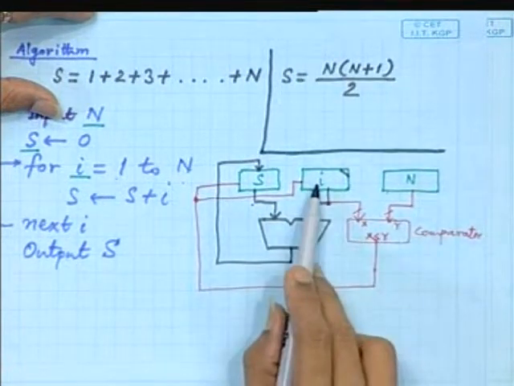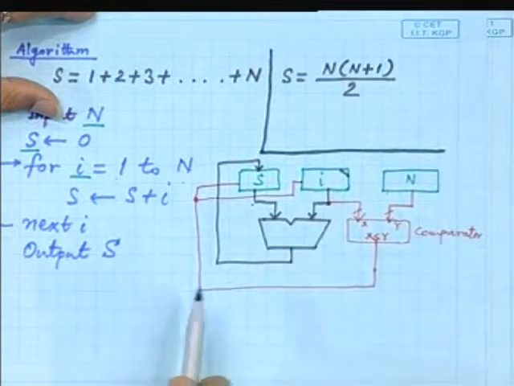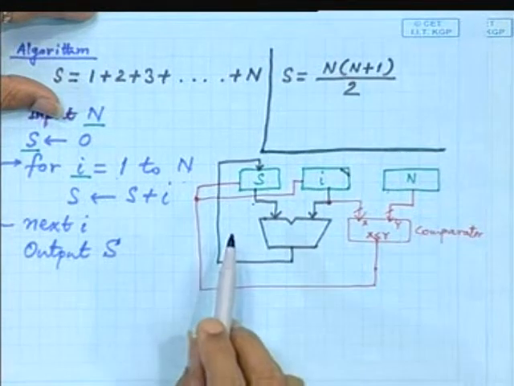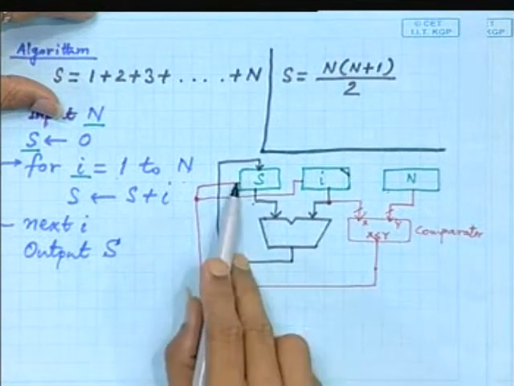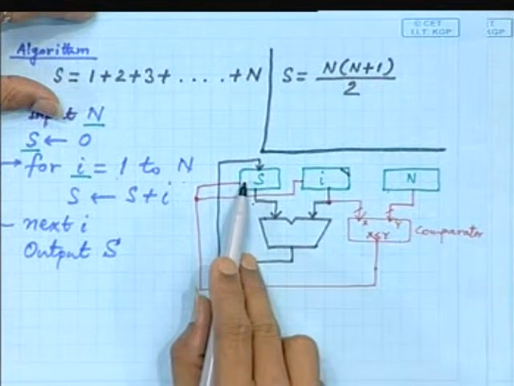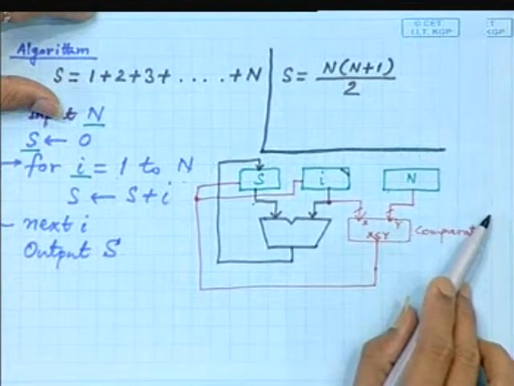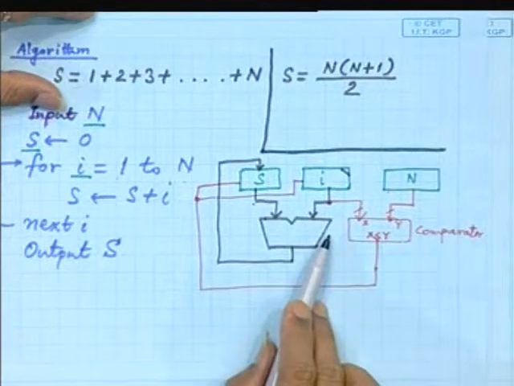Now when i is more than n plus 1, what will happen? They are already low, so it should not be updated. In that way we can map one algorithm into an architecture.